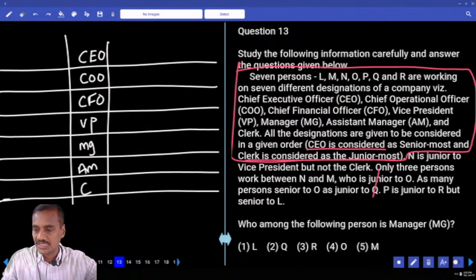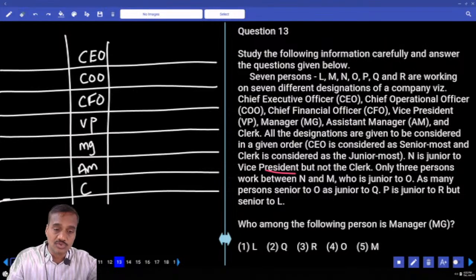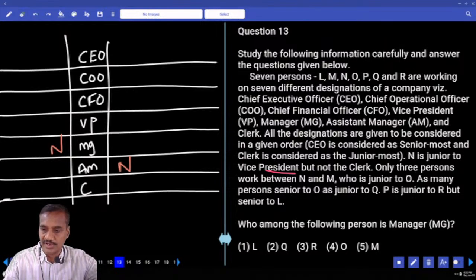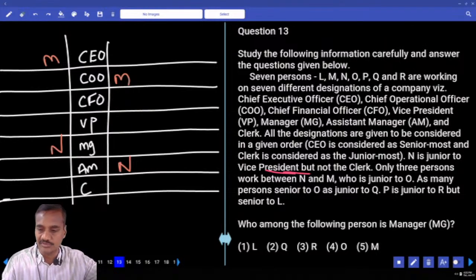Now first one చెప్పండి. N is junior to vice president. N is junior to whom? Vice president, but not the clerk. And so how many possibilities we have? 2 possibilities. M can be manager or an assistant manager. Then next one, only 3 persons between N and M. In the first case, M is CEO, next one COO, and M is junior to O.